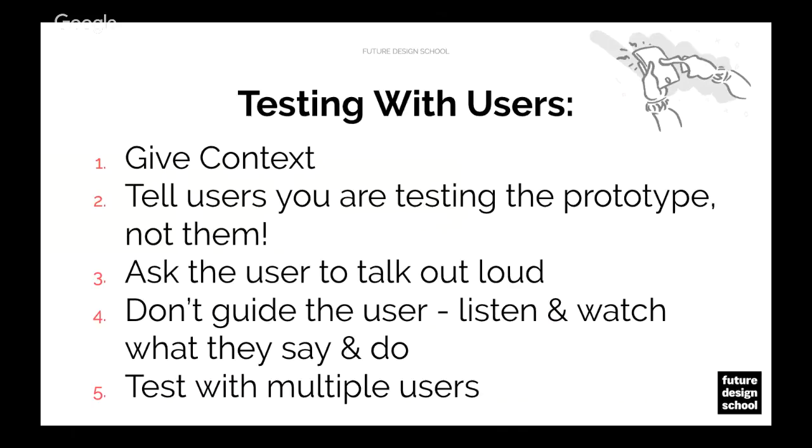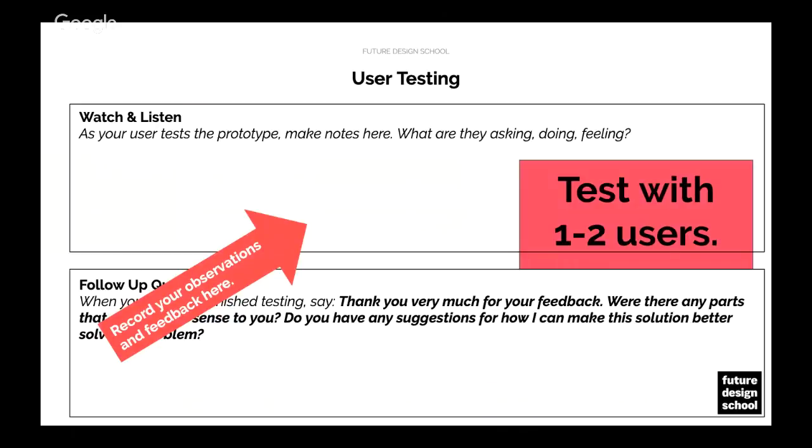You want to get people from different perspectives to really interact with your solution to get some really great, rich, varied feedback. You are going to have a user testing handout that's going to be pushed out as an editable doc. And so again, you want to make sure you're providing context. When you are doing that, after your user is interacting with your prototype, you want to watch and listen to what they are doing. You want to think about what they are asking, what they are doing, and what they are feeling, and jot notes here in this section.